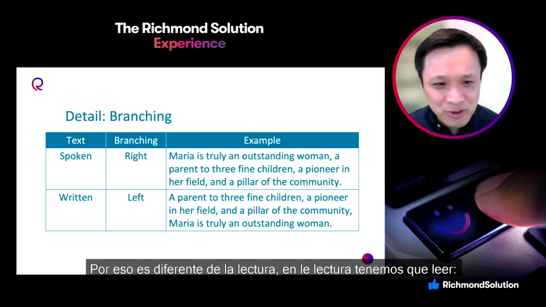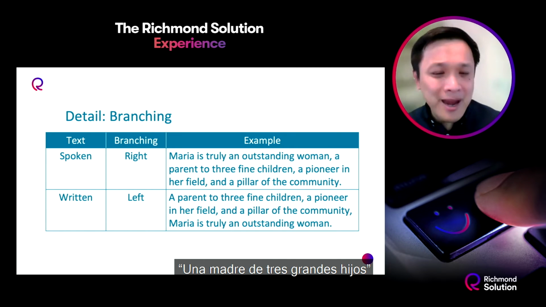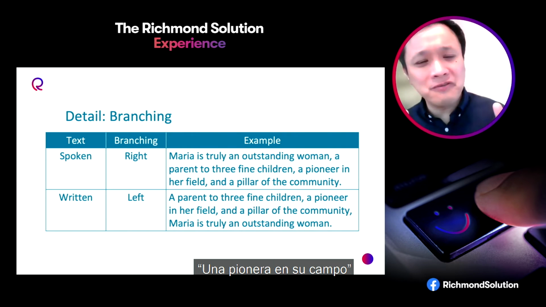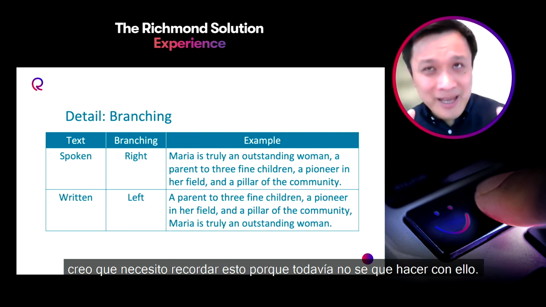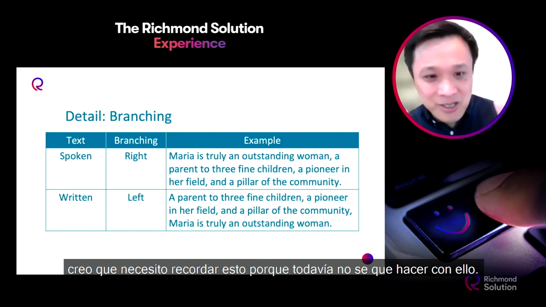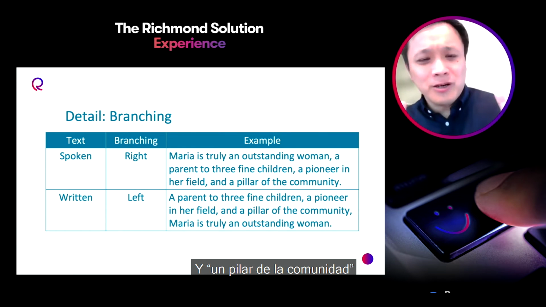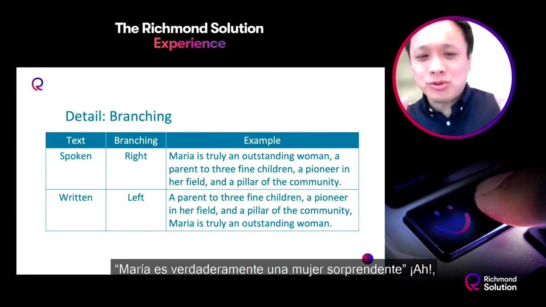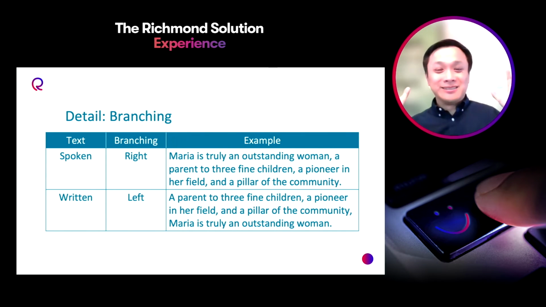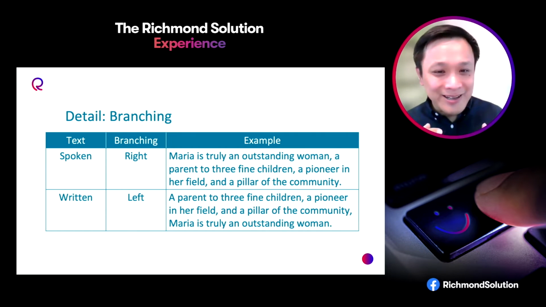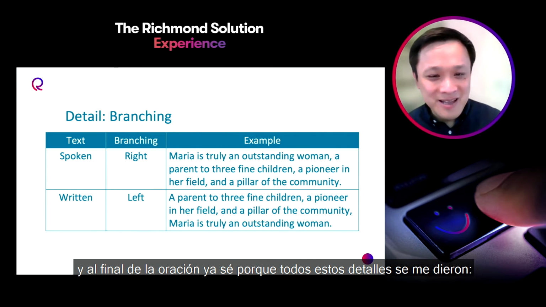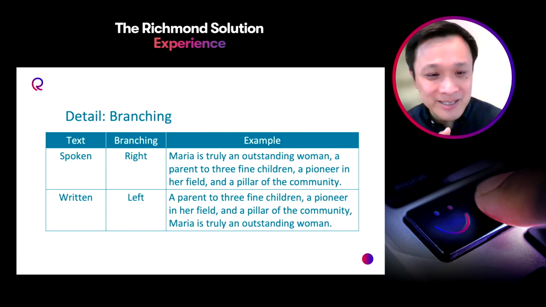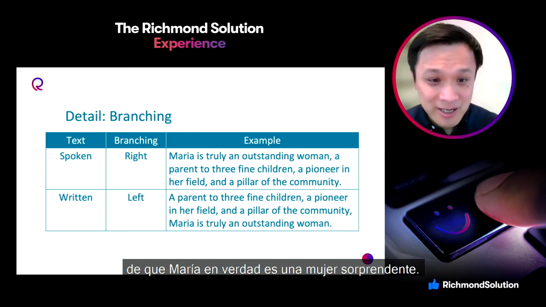In reading, you have to read, a parent to 3 fine children. Okay, I don't know what to do with that yet. A pioneer in her field. Okay, I think I also need to keep this at the back of my mind because I don't know what to do with this yet. And a pillar of the community. I still don't know what I need to do with these. Maria is truly an outstanding woman. I've collected all these details, and now finally at the end of the sentence, I know why these details are being given to me. It's in order to be able to tell me this main idea that Maria is truly an outstanding woman.